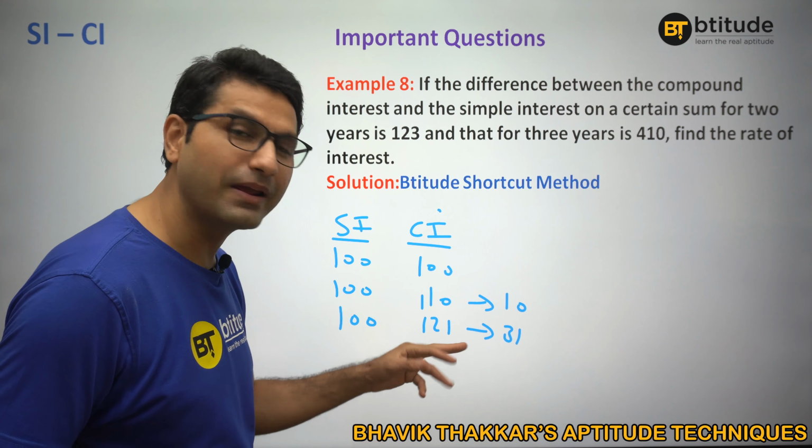So now if you understand 123 into 3, that means 369 makes sense anyway. But what is that additional difference? Additional difference is 41. That you are getting on this 123. This is exactly 1/3. That means rate of interest is 33.33%. As simple as that.